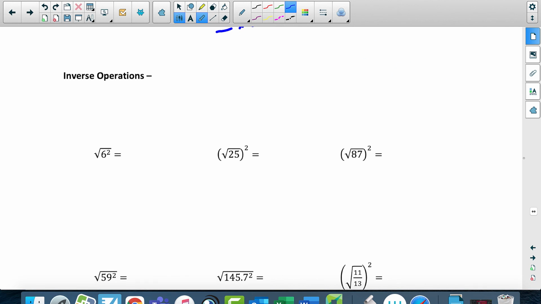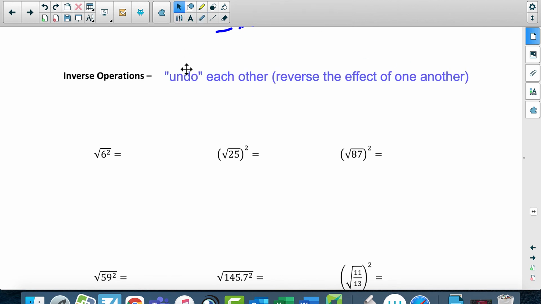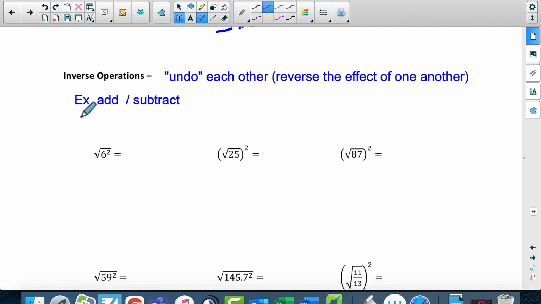Okay, last thing. Inverse operations. Inverse operations are operations that undo each other. They kind of reverse the effect of one another. So an easy example is add and subtract. Let's say 5 is my starting number, and I add 3, and then I subtract 3. Where do I end up? Well, I end up at 5. Adding 3 and subtracting 3 just kind of undo each other. It's like nothing happened, so I end up where I started.